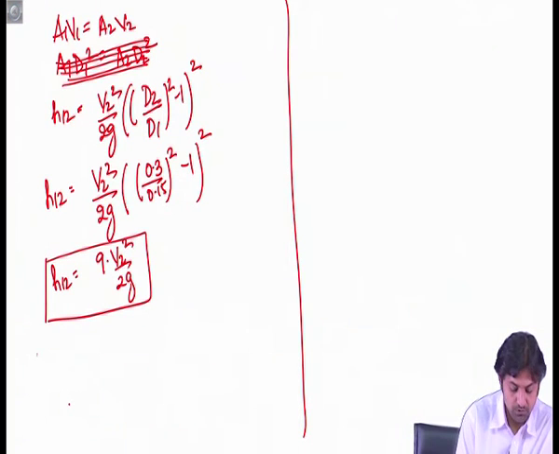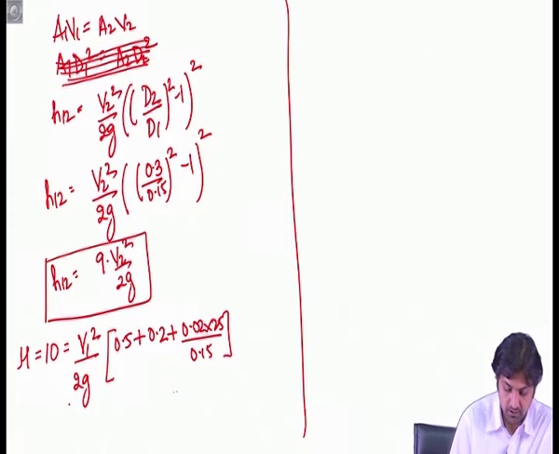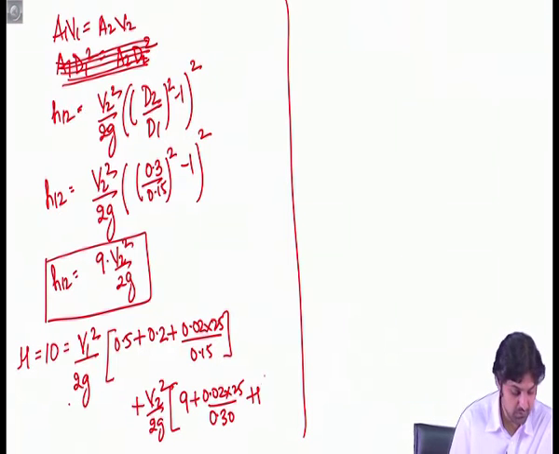All right, so we can simply now write down the value of H, which is equal to 10, as V1 square by 2g times (0.5 plus 0.2 plus 0.02 into 25 by 0.15) plus V2 square by 2g times (9 plus 0.02 into 25 by 0.30 plus 1).